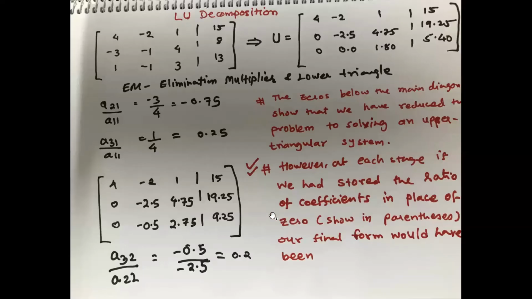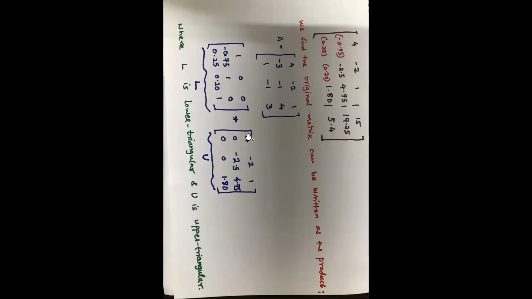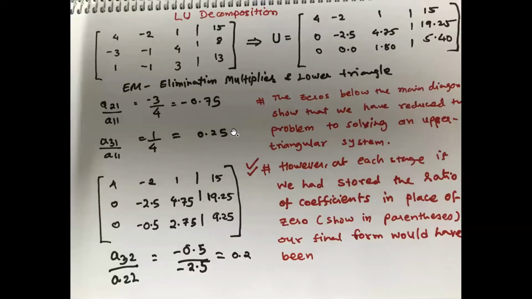Now, what is LU decomposition and how does the elimination multiplier help us in getting the upper and lower triangles? This was our original example, which I discussed in the first lecture. It is augmented with the B vector, and the upper triangle is obtained when you eliminate these three members, minus 3, 1 and minus 1, and do the process.